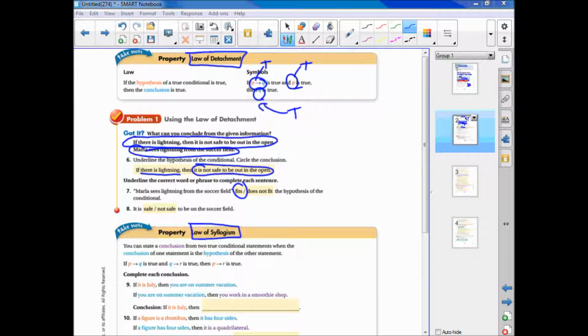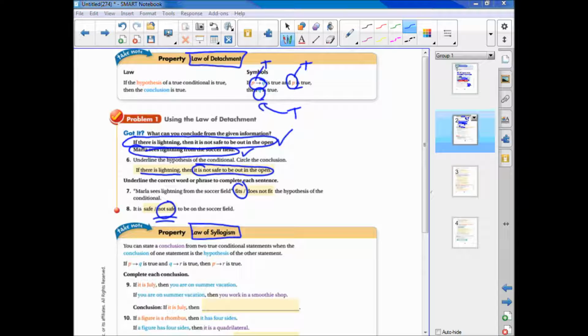Okay, so that does fit the hypothesis. Therefore, it is not safe to be on the soccer field. Okay, because we're out in the open on a soccer field. We're on a flat surface, so we are the lightning rod. But given this true conditional, and an example of the hypothesis, we can conclude that it is not safe, from the conclusion of our conditional statement.